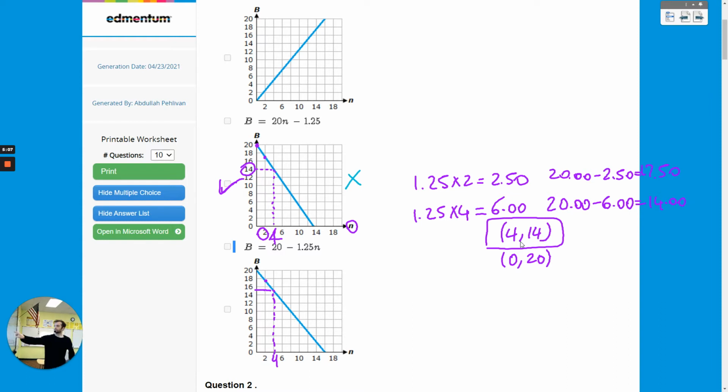And the equation is 20 minus 1.25 times n, n being the number of songs that she purchases. Oh, that's right as well. Okay, I didn't realize that these were 4 different options. So this one is right, that graph is wrong, this graph is wrong, this one is right, because it's exactly what I am doing over here.